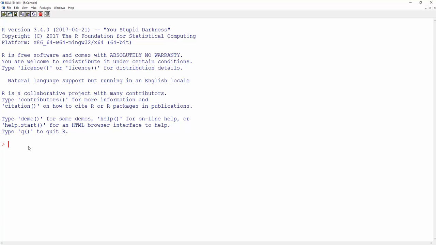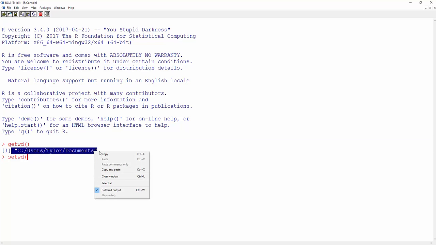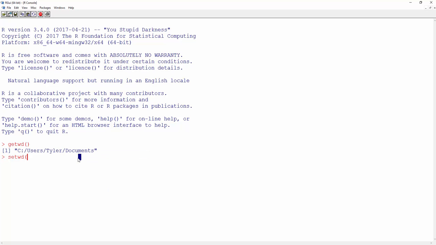All right. Remember, the first thing we always want to do is set your working directory. I always do getwd, to get your working directory. So what's my current working directory? I think this just makes it easier, because now we can just copy this file path and paste it in the set working directory. Typically by default, it's always going to be your documents.